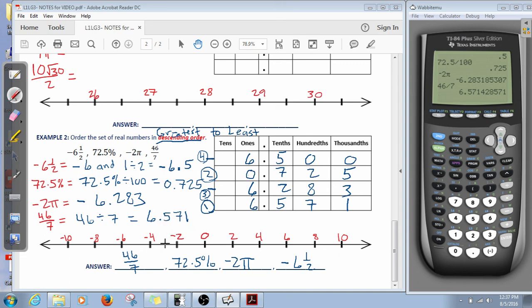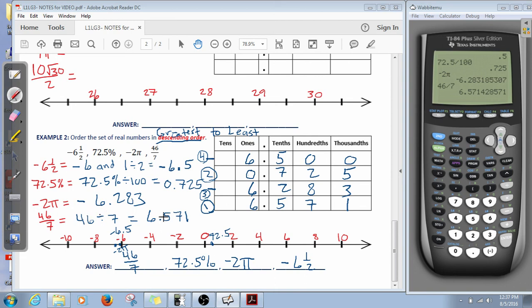I should actually do the number line on the quick. Negative 6 1/2. Well, this is negative 8. So in the middle is going to be negative 7. So a little bit less than that would be negative 6 1/2, negative 6.5. We know that this is going to be a little bit closer to negative 6 than negative 2 pi. Right there. 0.725 is going to be a little bit more than 0. Not quite 1, which would be in the middle of here. So right here would be 72.5.